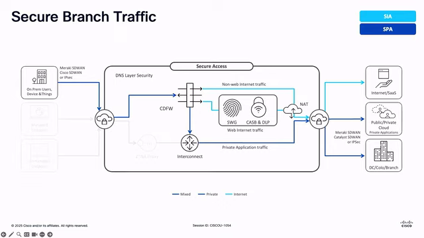And depending upon whether that traffic is going to the internet or going to a private application, the path is going to be different. So if we look at the web internet traffic, it will be sent to the secure web gateway for content and URL filtering, and then processed by CASB and DLP before it's sent on to the internet. If it's non-web internet traffic, it's going to be inspected by the cloud-delivered firewall and then sent on to the internet. And if we look at the private application traffic path, that's going to be sent to the application through what we call an interconnect.